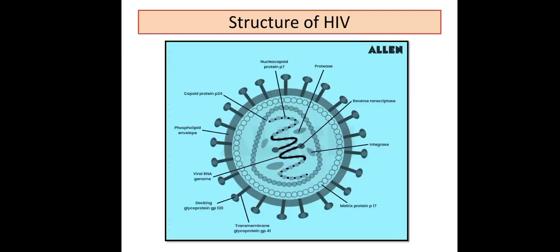because this viral genome replicates by forming DNA as an intermediate, and for the conversion of RNA into DNA there is a requirement for the reverse transcriptase enzyme, which is absent within the host cell. For that purpose the virus contains its own enzyme. Then the transmembrane glycoprotein GP41, matrix protein P17, glycoprotein GP120, phospholipid bilayer, integrase enzyme, protease enzyme. All of these are the structural components of HIV.